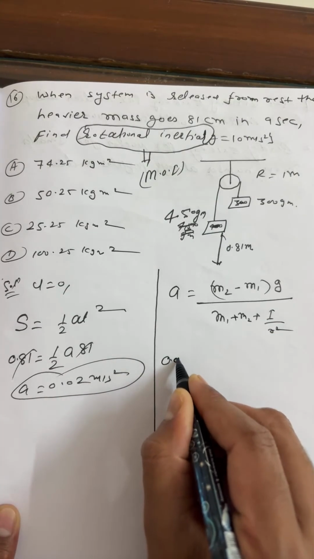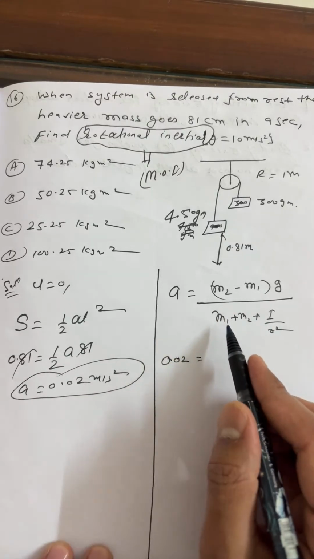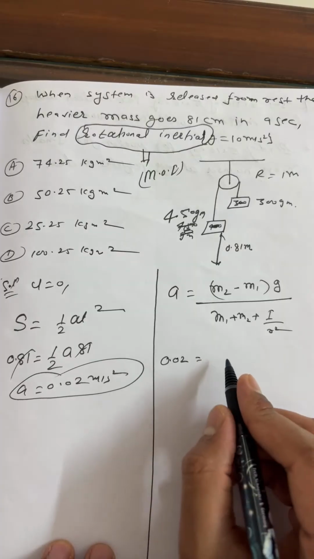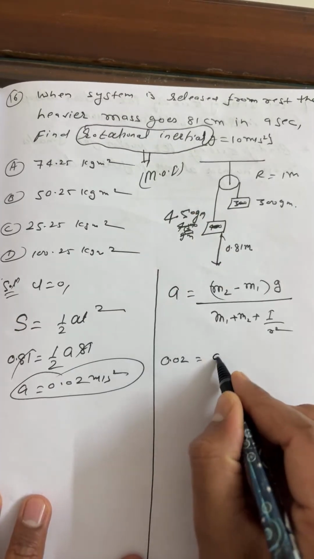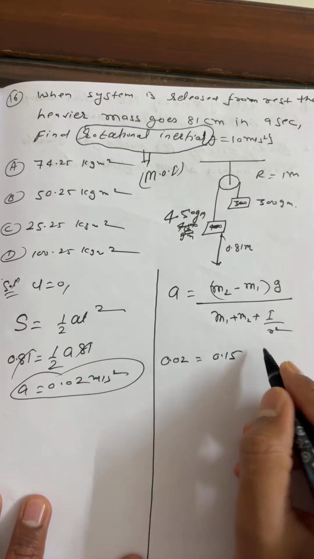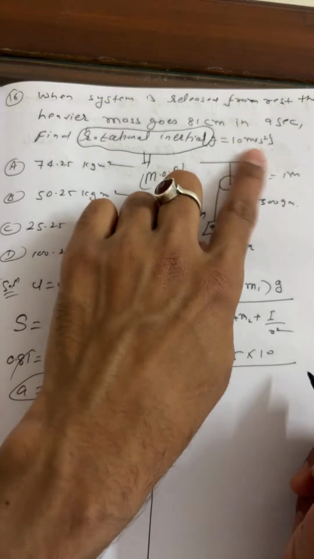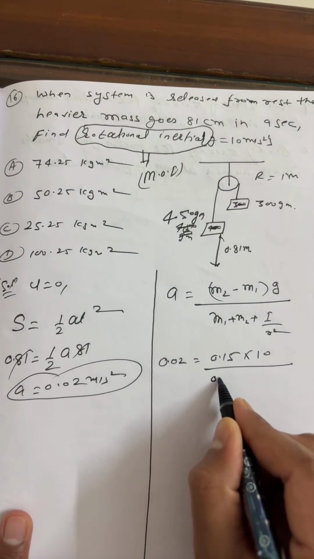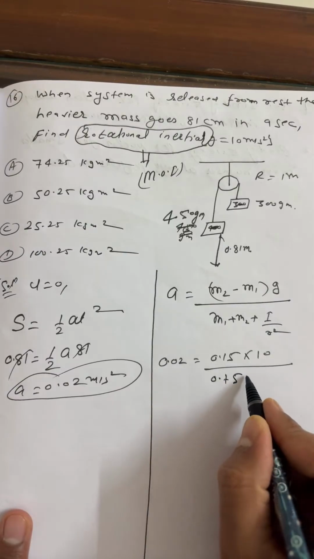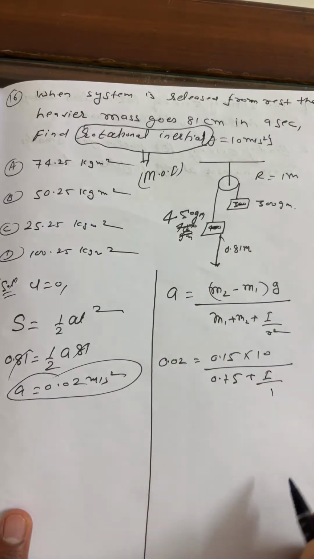Just feed the value 0.02. Mass, this is m1 minus m2, what we can do is just subtract these two. So you can write this is 0.15 kilogram into g. I'm taking 10. In fact, g is also already mentioned as 10 only. M1 plus m2, what we can see? In kilogram, 0.75 plus I. And r is 1 meter, so 1 only.